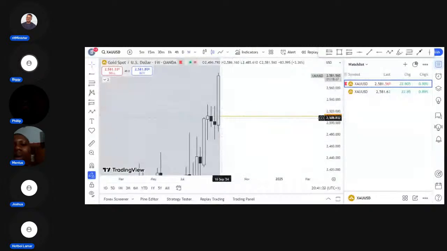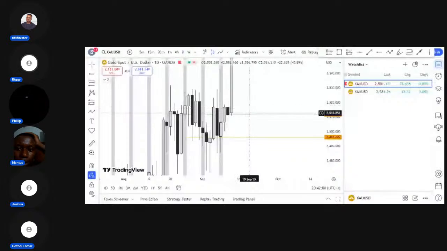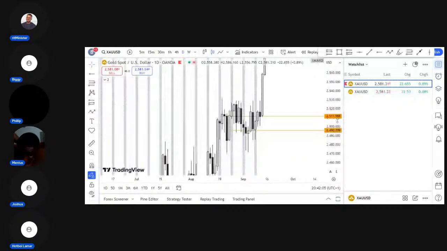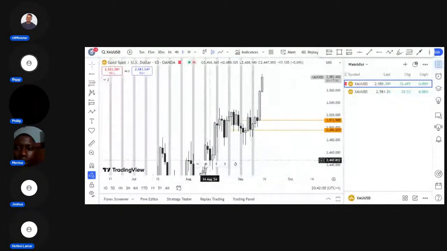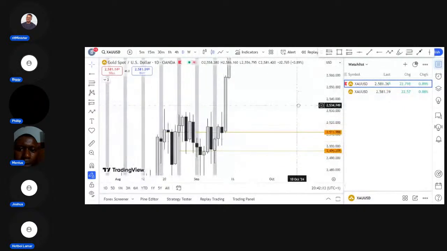After you finish marking the weekly, you then go down to your daily time frame. So these two zones here are the weekly zones. Once you come to the daily time frame, you now look at another thing again. You focus on the recent zone on the daily. And if you look at the very recent zone on the daily where we broke up from, this point here.